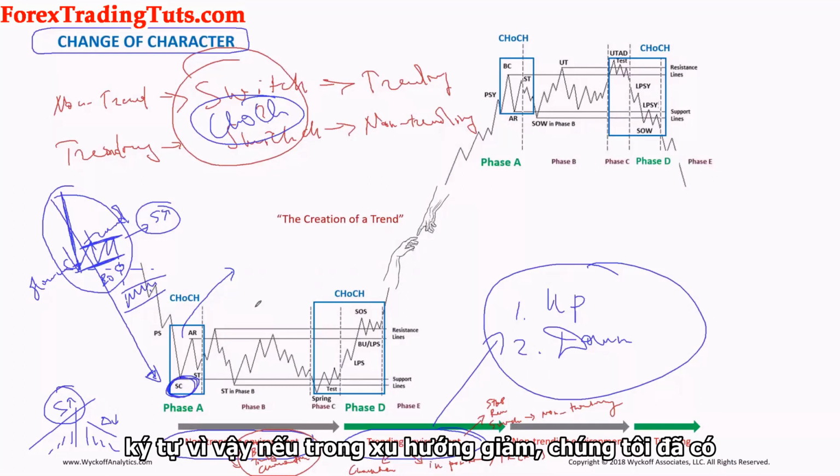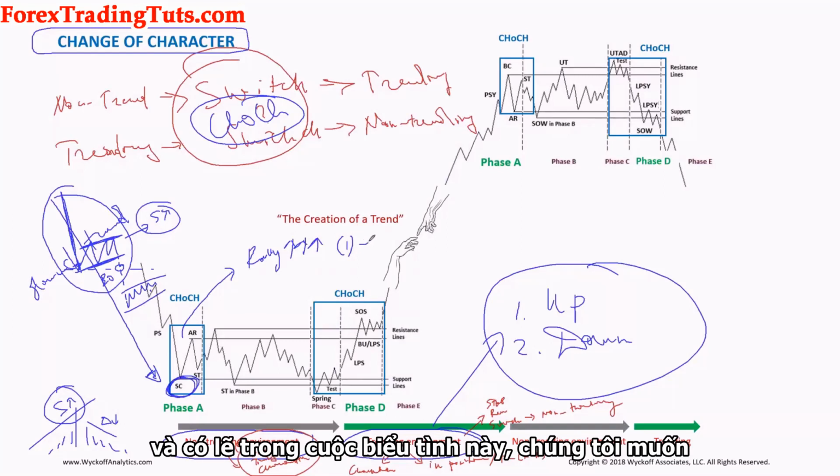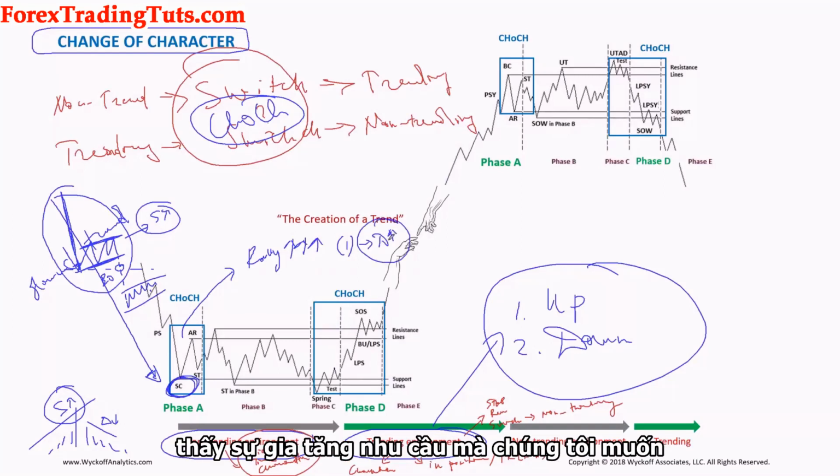So if in the downtrend we had the price going down more than up, then obviously in the change of character environment, we want to have the rally start outperforming. That's number one. And probably on this rally, we want to see the increase of the demand. We want to see the presence of buying. And usually that presence, because it's so early in the trading range, so early in the accumulation process, is mostly going to be associated with contrarian buying by huge institutions. We'll talk about this a little bit later on.